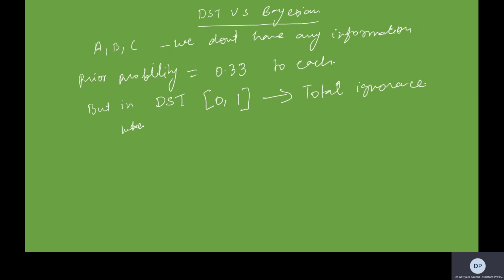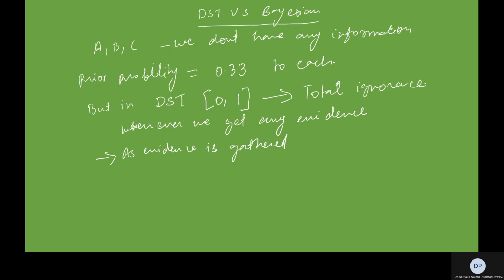Whenever we get any evidence, we shrink the interval. So we can say that as evidence is gathered, this interval changes.